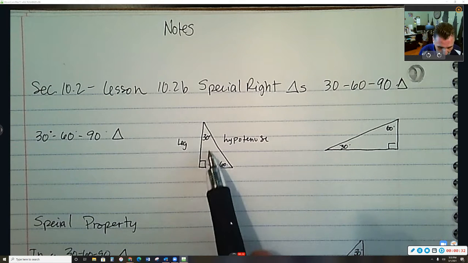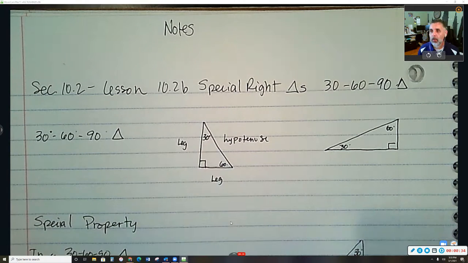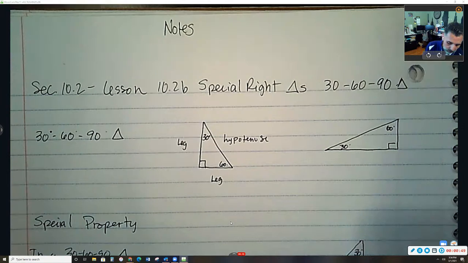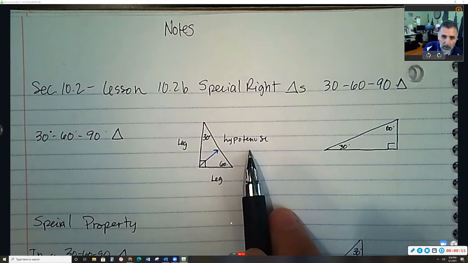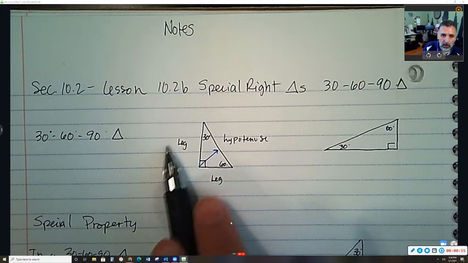But we know, based on the angle measures, that it's a 30, 60, 90, and they'll always be in there if it's a special 30, 60, 90 triangle. That's how we're able to identify it. Remember, the side across the right angle will always be the hypotenuse, and then these two are legs.